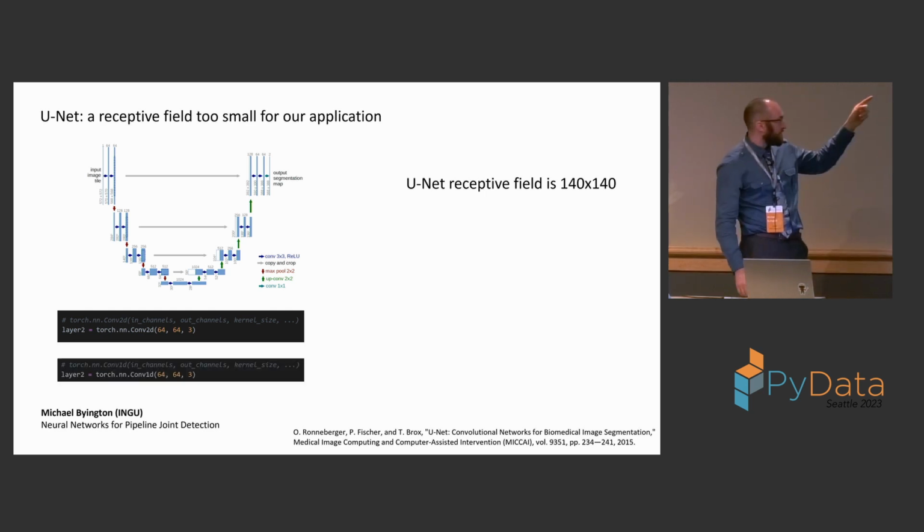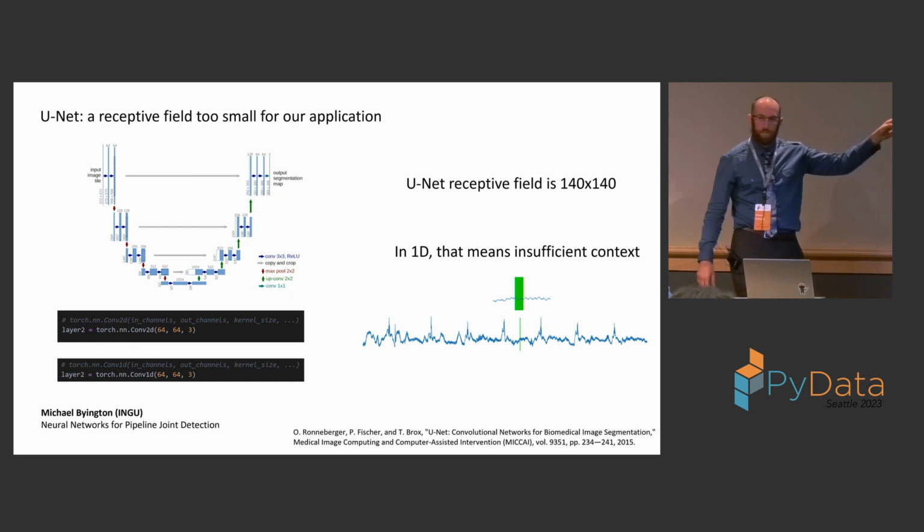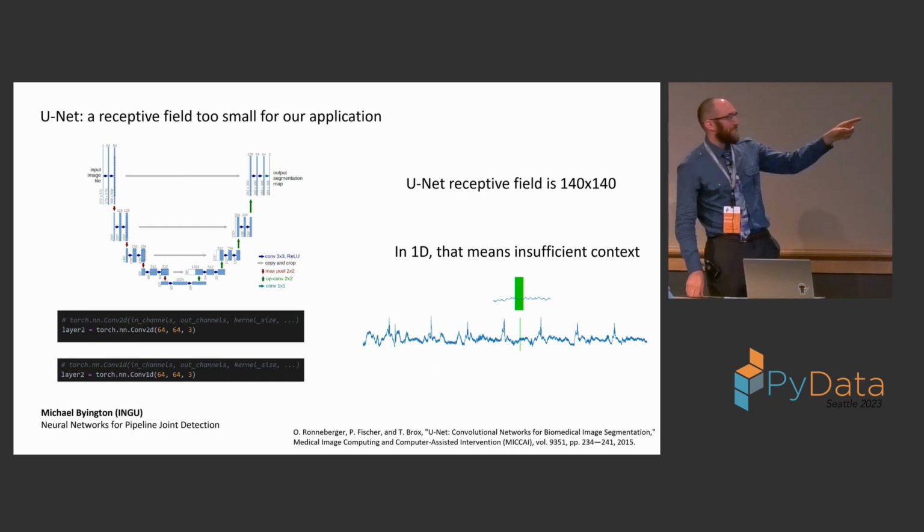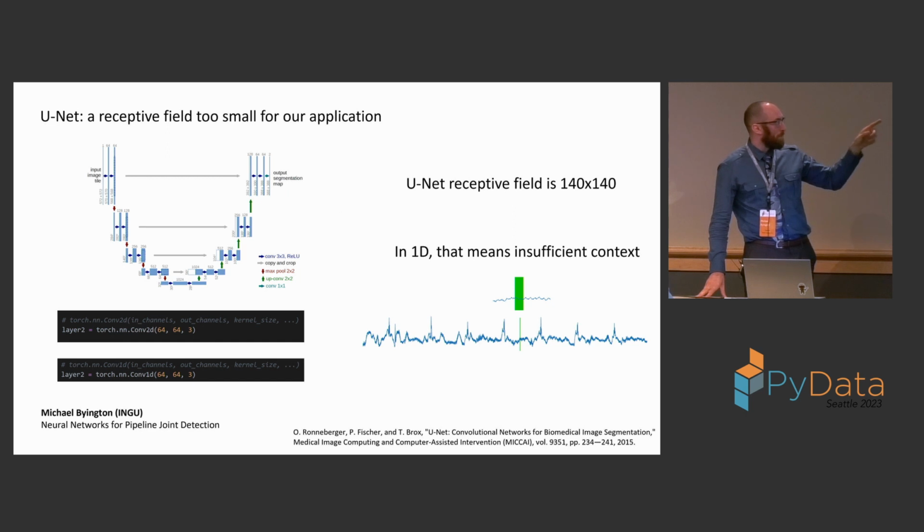Unfortunately, if you just change the two-dimensional convolutions to one-dimensional convolutions, you still only have a receptive field of 140 pixels. 140 pixels is not enough context to make a decision about that point as to whether that is a joint or not.